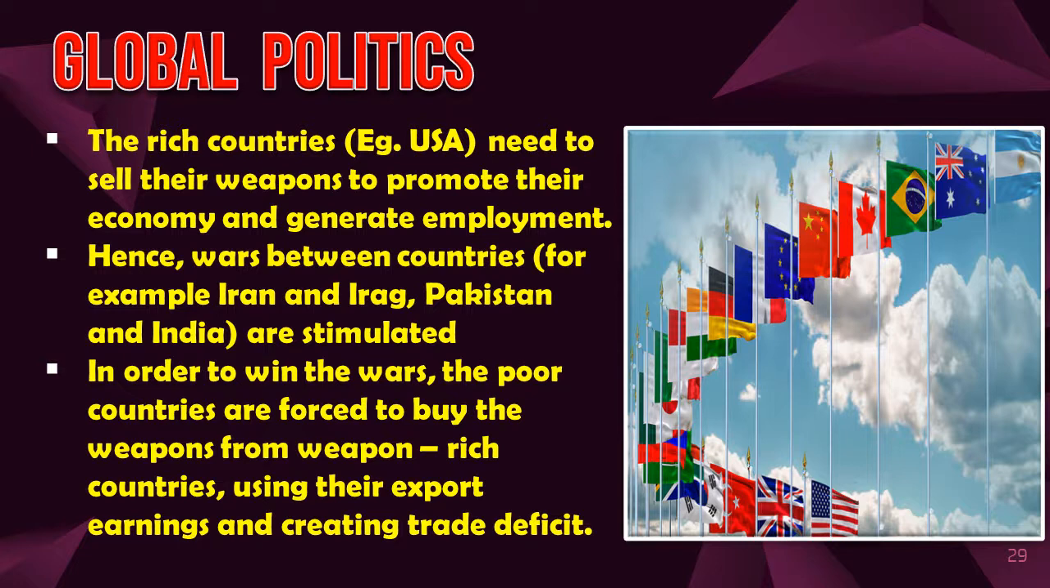And they themselves force the countries to indulge in war. For example, the war that has taken place between Iran and Iraq, Pakistan and India. Only then will these countries buy weapons from the USA, and thereby it leads to the economic growth of the USA. So in order to win the war, these poor countries are forced to buy weapons from the weapon-rich country, for example the USA, using their export earnings and thereby creating a trade deficit.